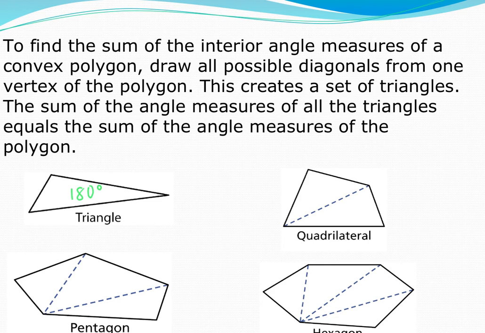A quadrilateral, okay? That's a four-sided figure. Do you guys agree that from this point down in the bottom left corner, there's only one diagonal that we can draw along that dotted line, okay? That separates our figure into how many triangles? Two. So the degrees of a quadrilateral are 180 plus 180. What's 180 plus 180, Gabby? 360.